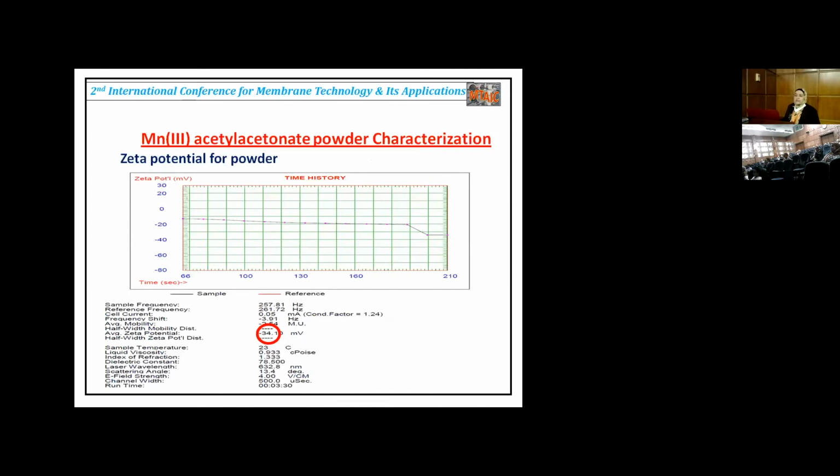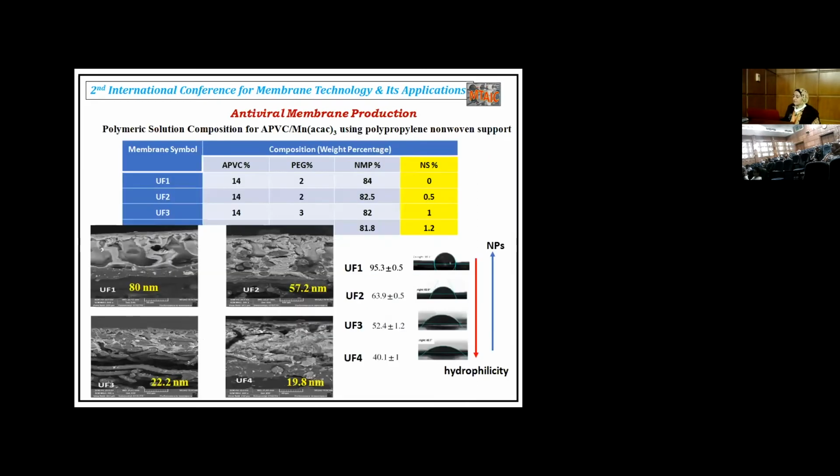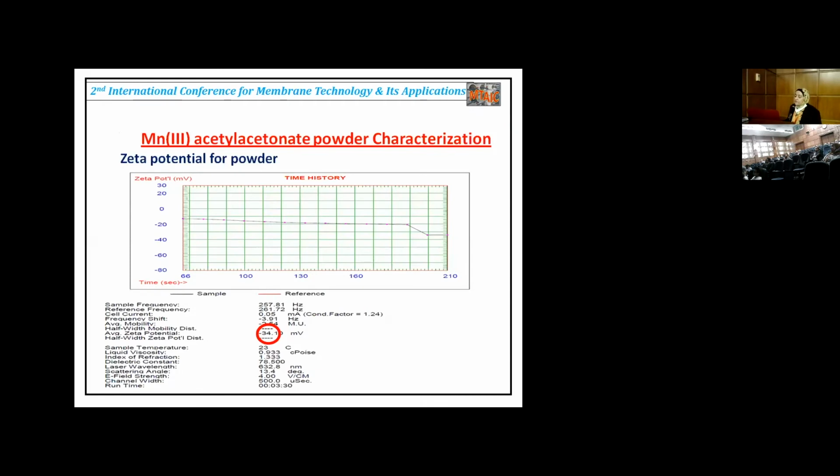These nanoparticles have a negative charge, so we know that this membrane may carry a negative charge on the cells. We produced 4 kinds of ultrafiltration membranes, depending on the nanoparticle percentage added. UF1, which has no addition of nanoparticles, has a hydrophobic surface, with a contact angle of 95 and a pore size of 80 nanometers.